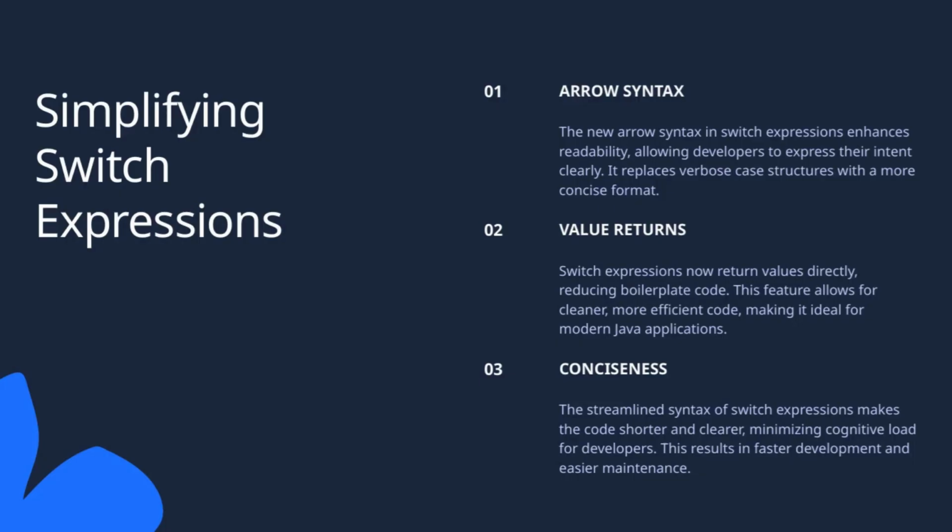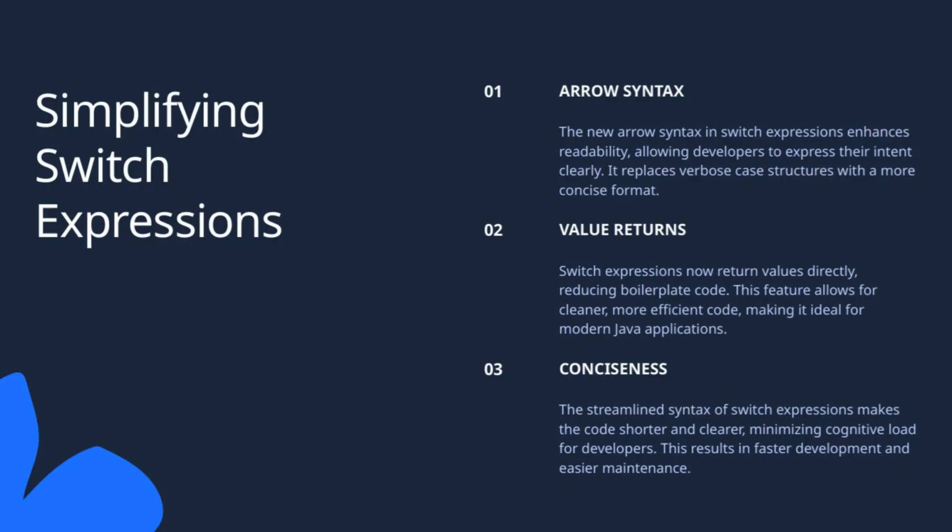Now, let's talk about how switch expressions in Java have evolved to become more powerful and easier to use. First, they now return values directly, which means less boilerplate code. This change makes our code cleaner and more efficient, especially for modern Java applications where simplicity and performance are key. Next, the streamlined syntax of switch expressions helps us write shorter, clearer code. This reduces the mental effort needed to understand and maintain it, leading to faster development cycles.